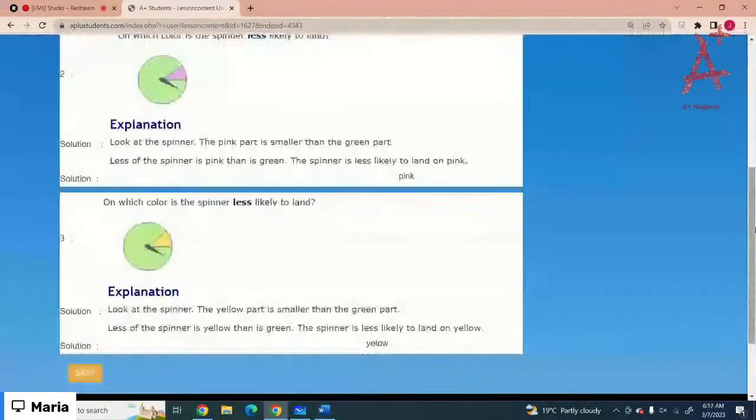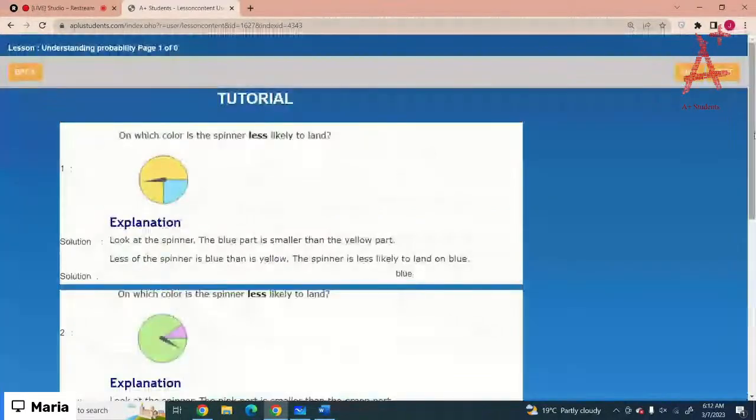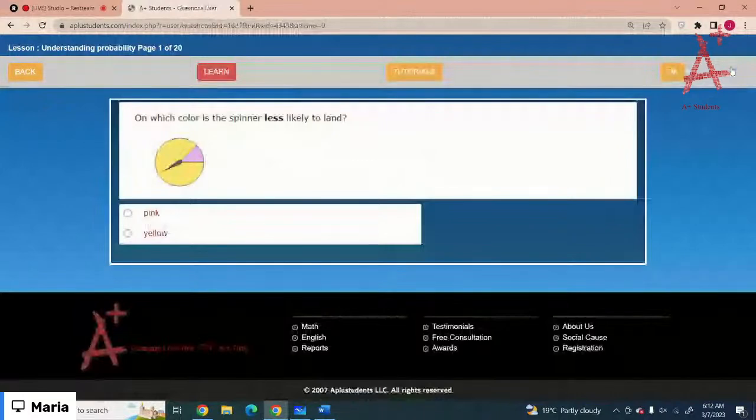Let's just start with the practice questions. Okay, on which color is the spinner less likely to land, pink or yellow? Which is the correct option? Yes, the correct option is pink because the pink color is less on the spinner, so it will be less likely to land on pink.